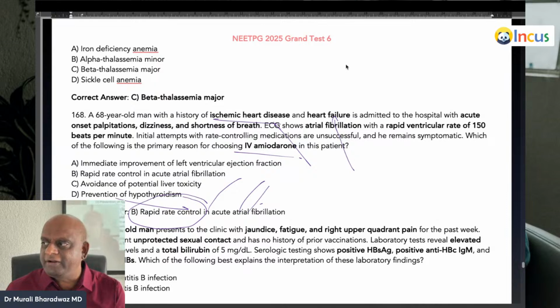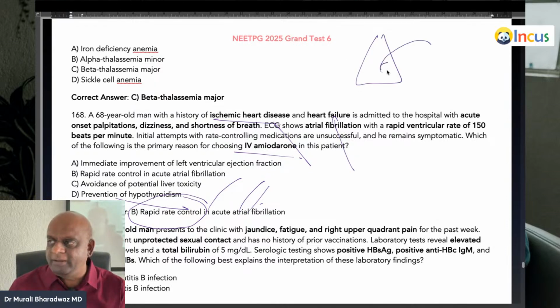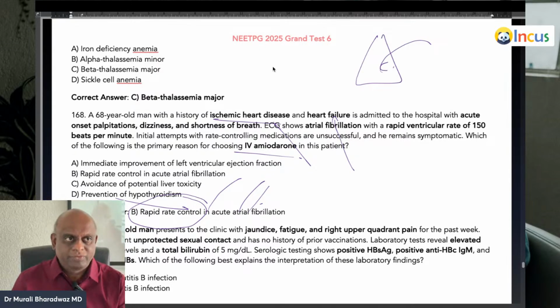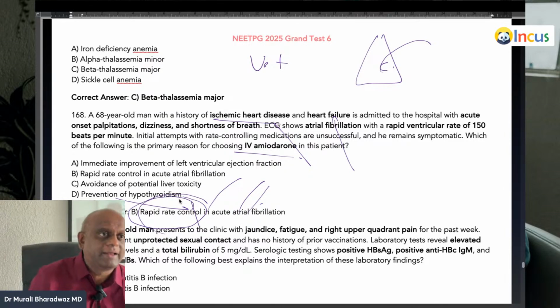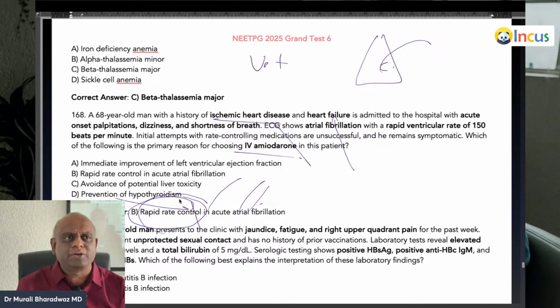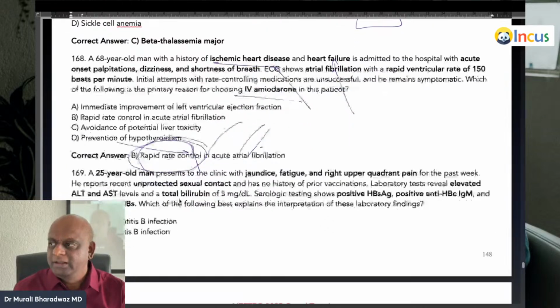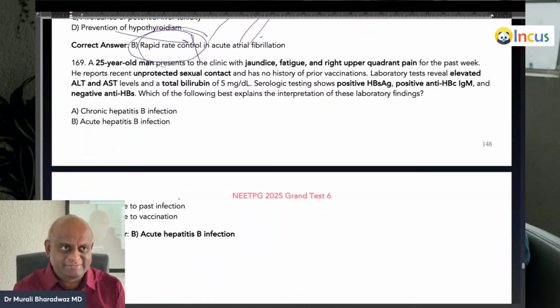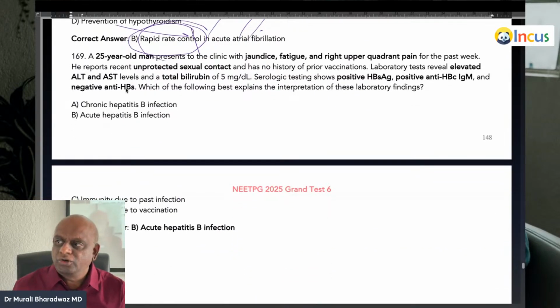So what are all the side effects of amiodarone? Pulmonary fibrosis, verticillate keratopathy, blue-gray skin pigmentation, along with hypothyroidism and hyperthyroidism. Everything about amiodarone, you must be ready for the exam.